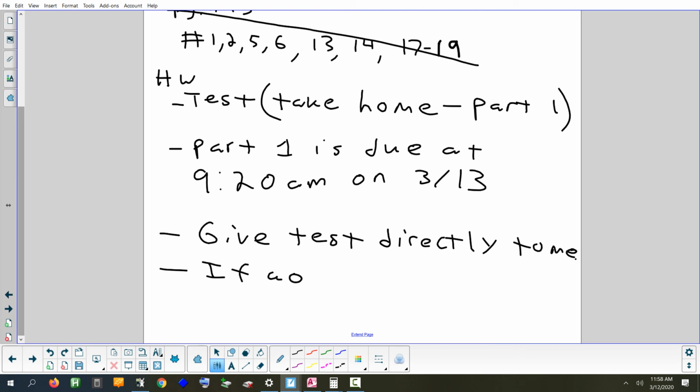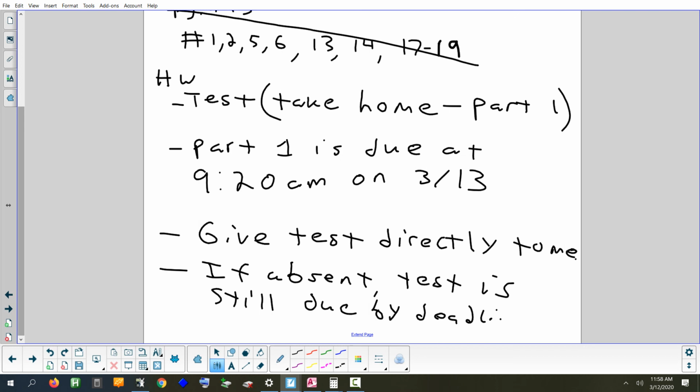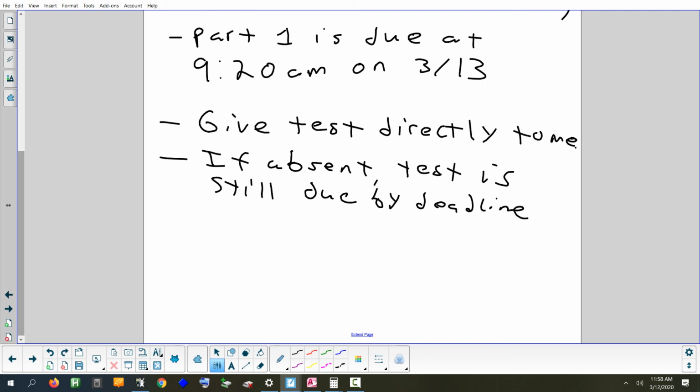If absent, the test is still due by the deadline. So if you are absent, that means you would have to either take a picture of your test and email it to me before 9:20, or scan it, email it to me before 9:20. If you take a picture tonight and then you remember Saturday morning to email it to me, that won't count. Okay, so you've got to email it to me by 9:20.